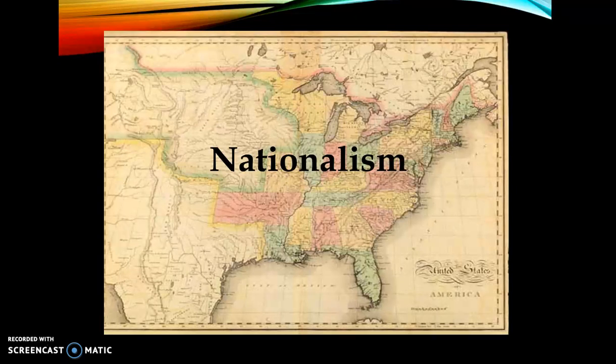So the opposite of nationalism is sectionalism. That's what we're going to see happening when we get to the Civil War, when people start identifying more with their state or their region, being the South or the North, versus the whole country. So these feelings are sweeping all across the country, and it's really unifying.